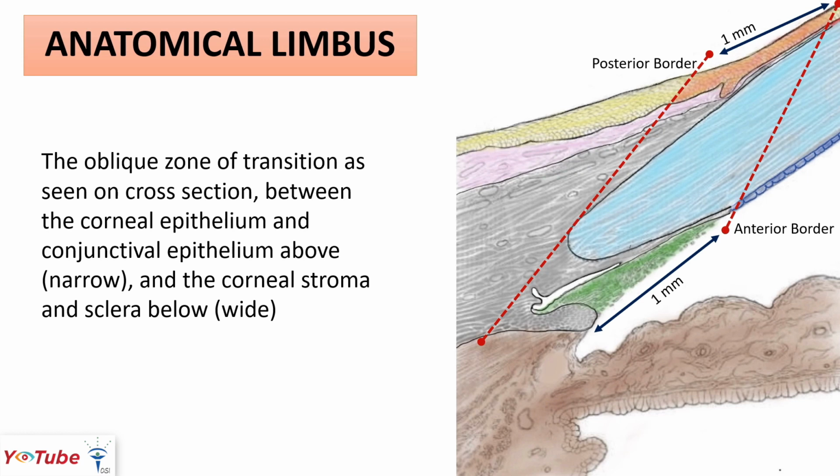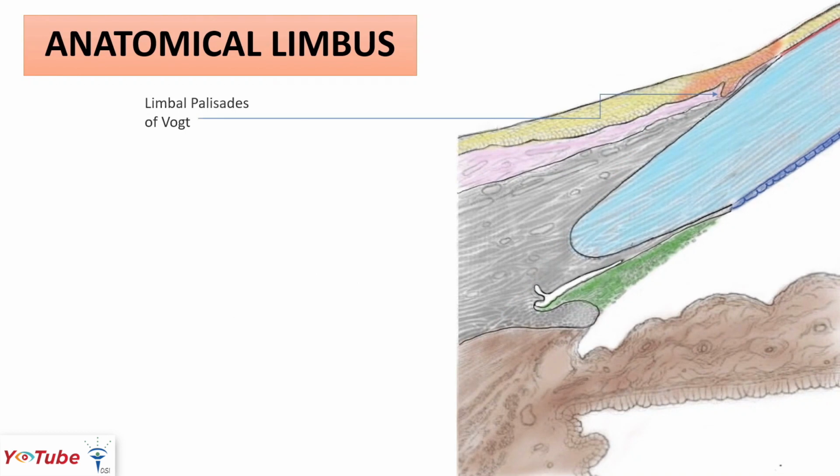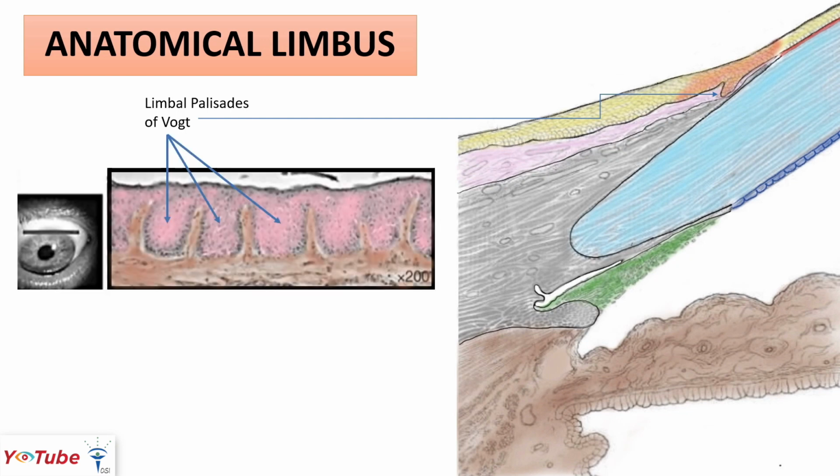Okay, so we have seen what is the anatomical limbus. Let us understand little more about what are palisades of Vogt. These are also called as the limbal palisades. As I had mentioned earlier, they are depressions or crypts in the limbal epithelium in which the limbal stem cells reside. Now these palisades are not present all throughout the epithelium, but they are present at regular intervals in the limbus with small gaps in the middle.